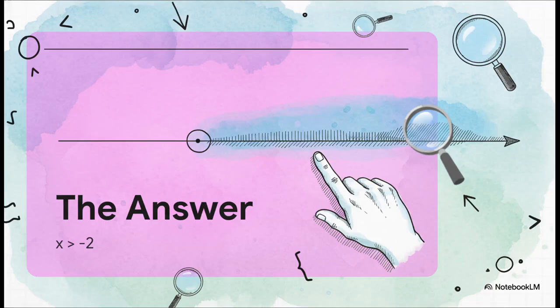So what's our final answer? Well, we need a variable, let's just call it x, to represent any number in that shaded area. And our scan tells us that x has to be greater than -2. And notice there's no little or equal to bar under there. Why? Because our circle was open.